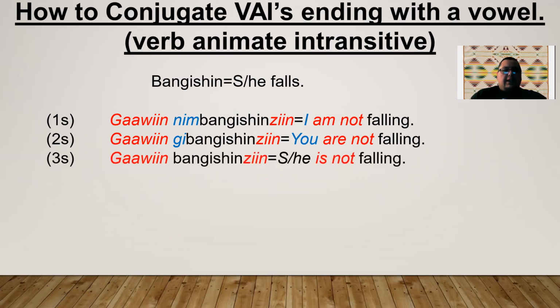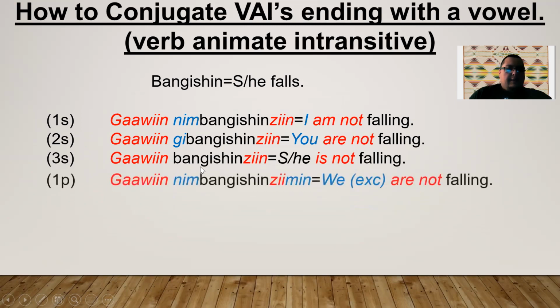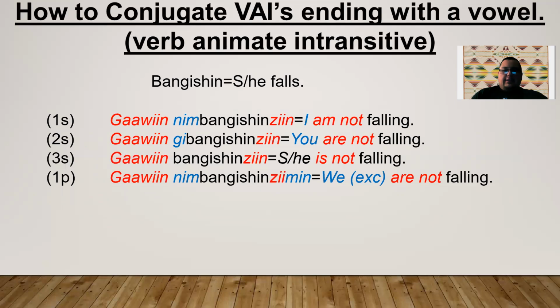Third person singular, talking about she or he is not doing something. We have gawin bangishinzin. And notice when you're talking third person, you don't have any personal prefix on here. It's just the word itself. First person plural, we excluding the person we're talking to. Gawin nin bangishinzimin. We are not falling.